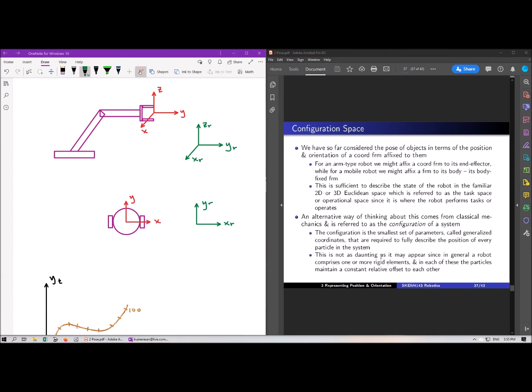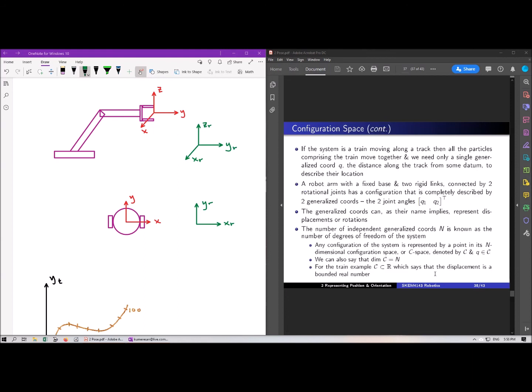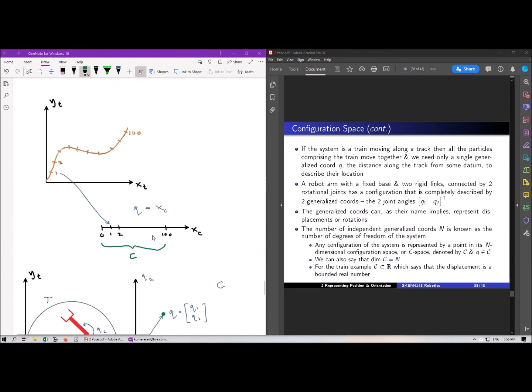This is not as daunting as it may appear, since in general, a robot comprises one or more rigid elements. In each of these, the particles maintain a constant relative offset to each other. If the system is a train moving along a track, then all the particles comprising the train move together, and we need only a single generalized coordinate q, which is the distance along the track from some datum to describe their location.